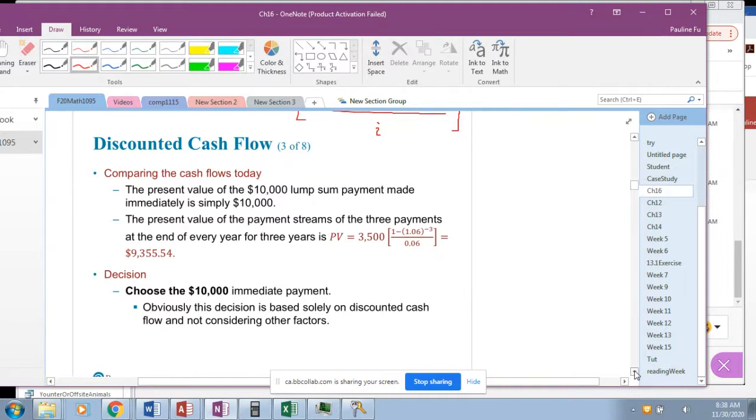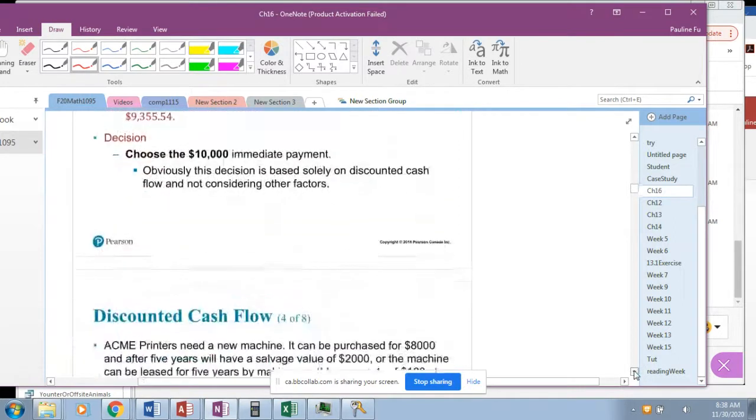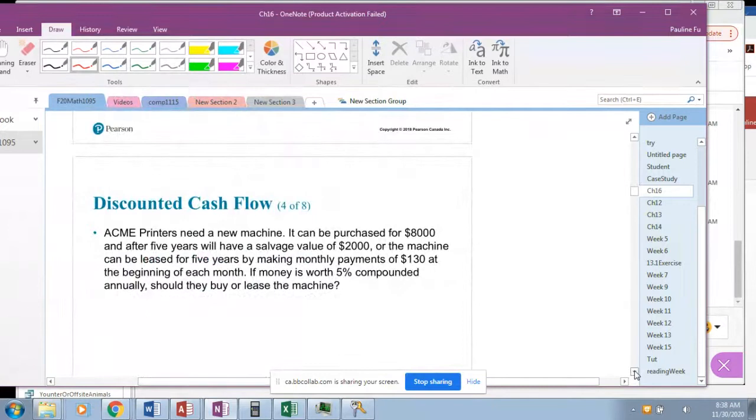So this is an example about discounted cash flow to compare two investment decisions. All the examples presented here, you can connect them with MyLab questions. MyLab questions are actually based on the textbook questions. They're all connected.